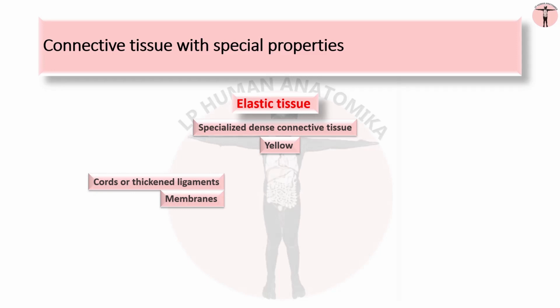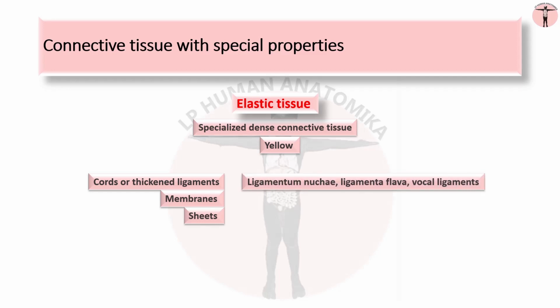Examples where elastic tissue is located are in the form of ligaments. It is seen in the ligamentum nuchae, ligamenta flava, and vocal ligaments. Some are numerous in the form of membranes that are required to stretch periodically, like the deeper layer of superficial fascia covering the anterior abdominal wall to allow distension of the abdomen.